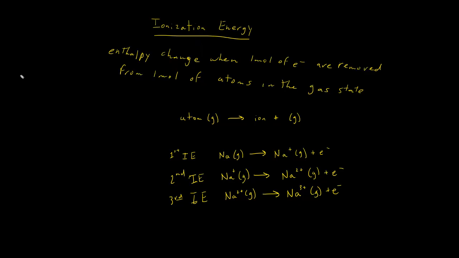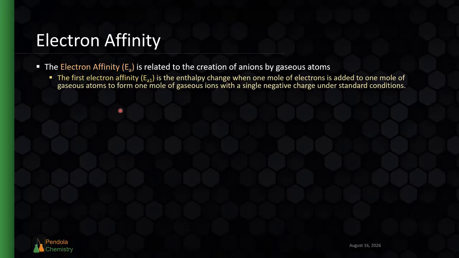How is this related to electron affinity? This is the exact opposite of electron affinity. In this process, we're removing electrons to create positive ions. Electron affinity deals with adding electrons to create negative ions. The electron affinity is related to the creation of anions by gaseous atoms. And again, we're working in the gas state as well, so we need to keep that in mind.